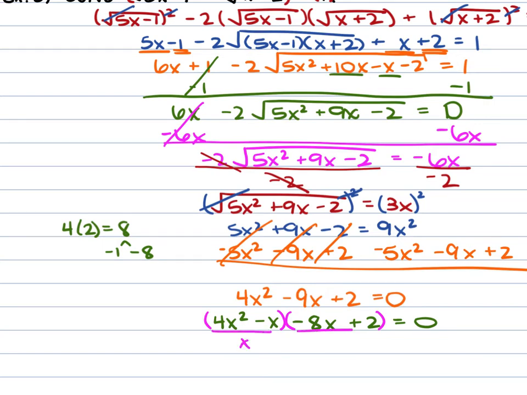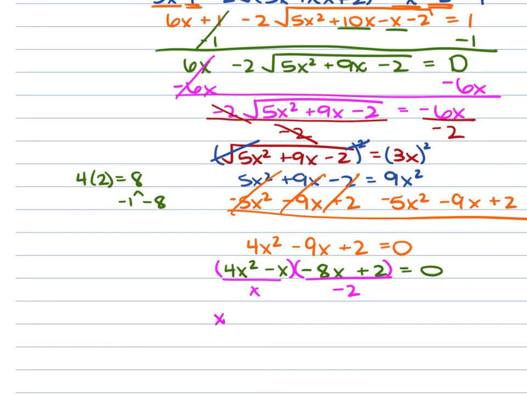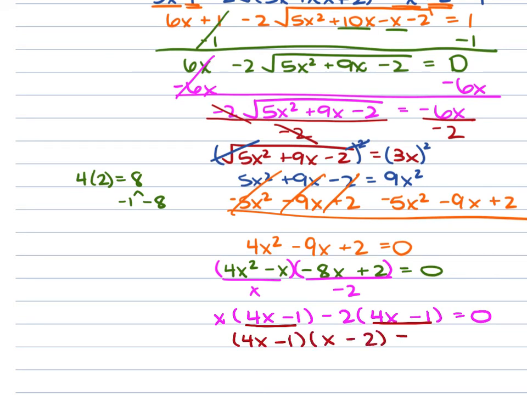Factor out an x from the first set, factor out a negative 2 from the second. This is going to leave us with x times 4x minus 1 minus 2 times 4x minus 1 is equal to 0. From here, your 2 sets of parentheses are the same. So this gives us 4x minus 1 times x minus 2 is equal to 0. Set each set of parentheses equal to 0 now and solve for both.